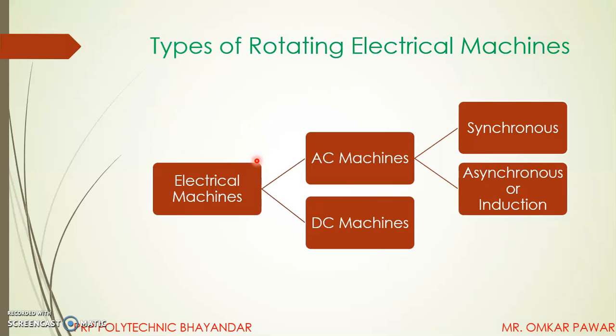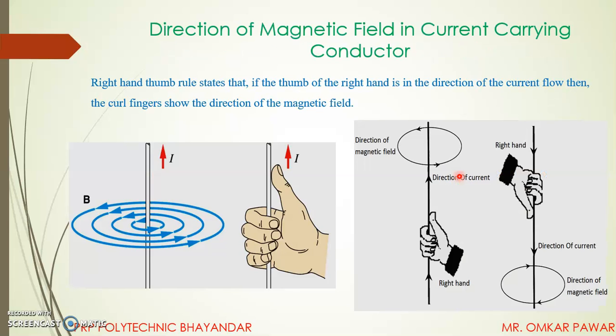So types of rotating electrical machines. There are basically two types supply-wise, that is AC machine and DC machine. DC machines work on DC supply and AC machines work on AC supply. In AC machines, again there are different types of motor, that is the synchronous motor and the asynchronous or induction motor. We will study what is synchronous and asynchronous later. First we will study the basics of electrical motors.